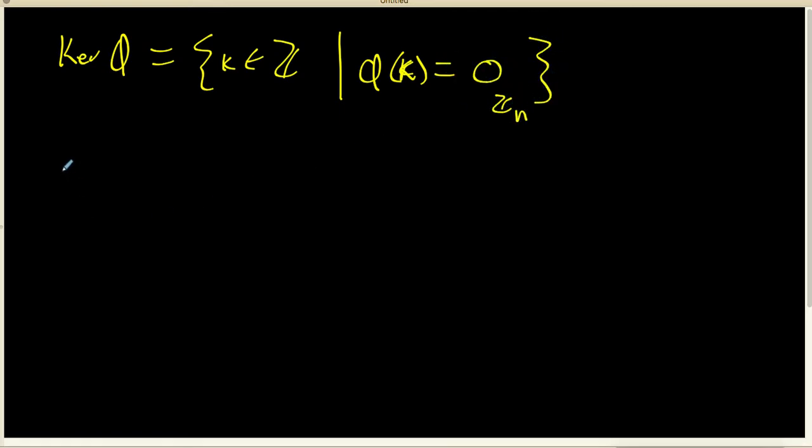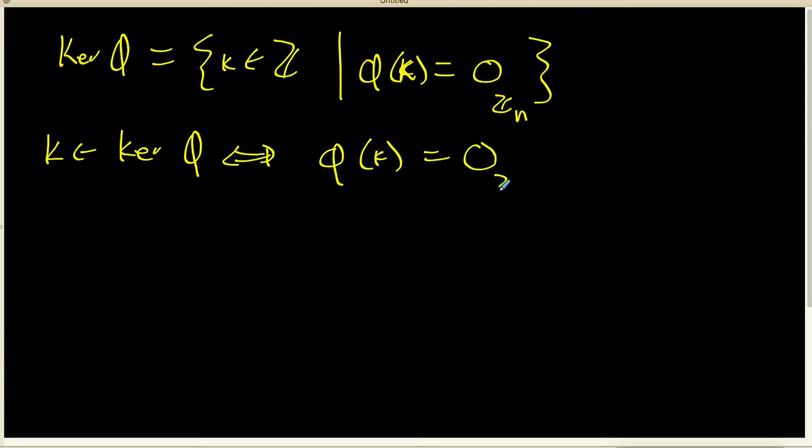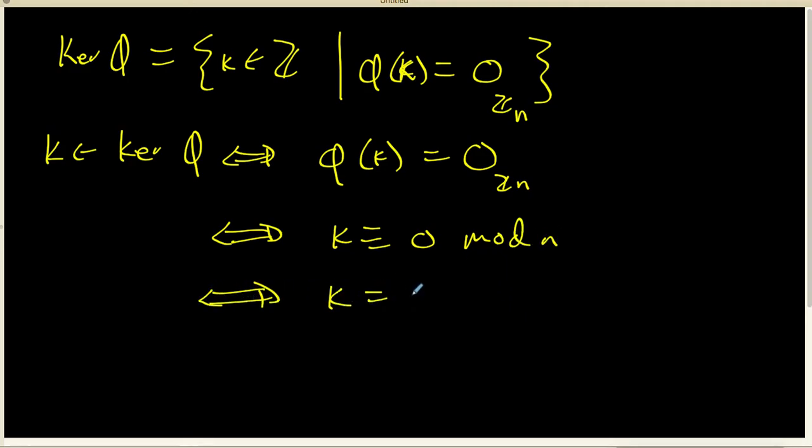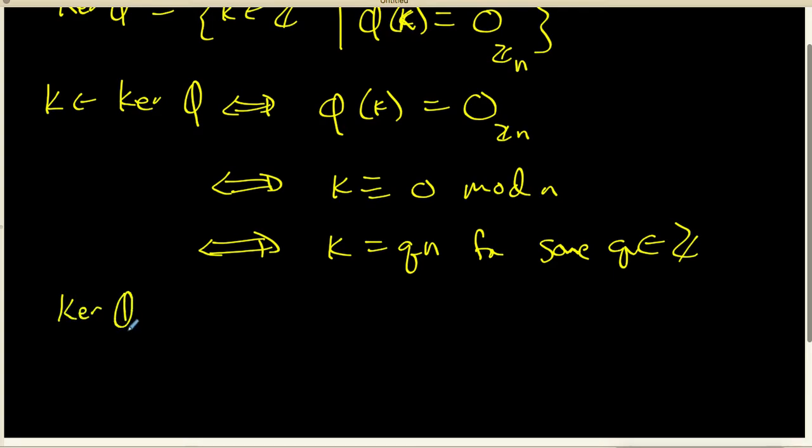And so k belongs to the kernel if and only if phi of k is equal to 0 inside Zn, but that's going to happen if and only if k is congruent to 0 mod n, and that's going to happen if and only if k is a multiple of n. So we now have the kernel. The kernel of this particular homomorphism is going to be the set of all multiples. In other words, it's going to be the set qn, where q is anything in Z.